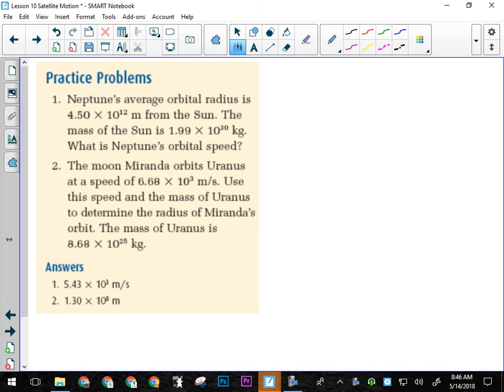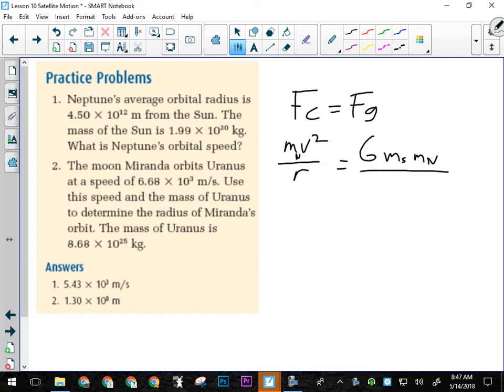Okay, so for number one, we have Neptune, which orbits the sun. We know we're looking at an FC equals FG situation, where we've got mv squared over r. This is the mass of Neptune because it is the orbiting body. And on this side, we have Newton's universal law of gravitation, so we have the mass of the sun times the mass of Neptune over r squared.